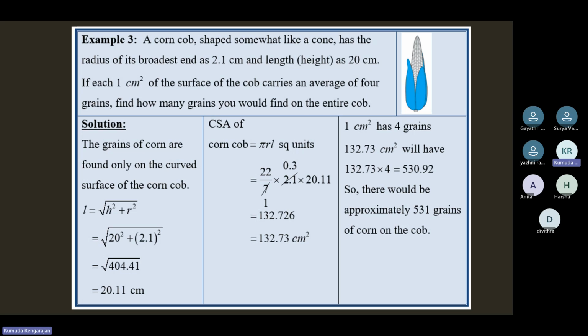A very simple question. It's given that on every 1 centimeter square, there are 4 grains. Supposing the CSA of this cone is, say, 20 centimeter square. It's given in the question that 1 centimeter square of this corn cob carries 4 grains. 1, 2, 3, 4 grains. So they want you to find how many grains are there on this entire corn cob.